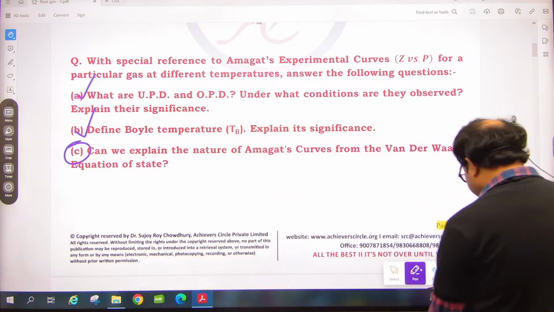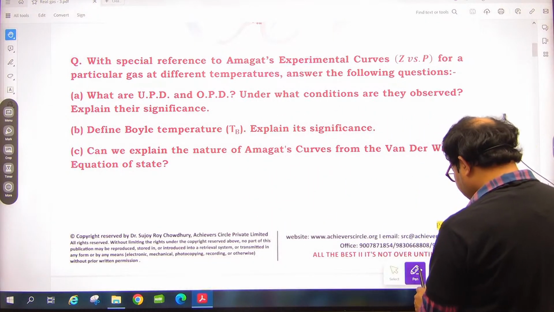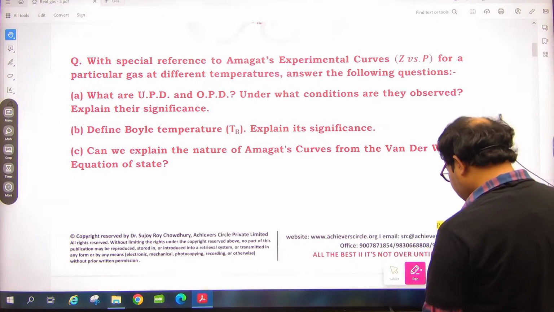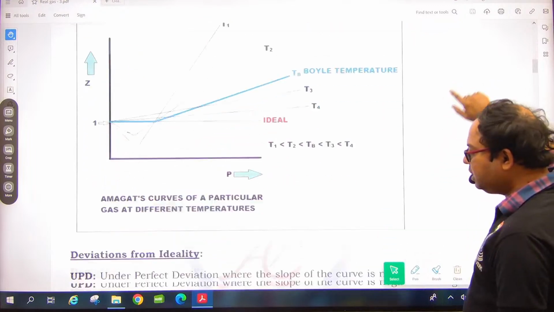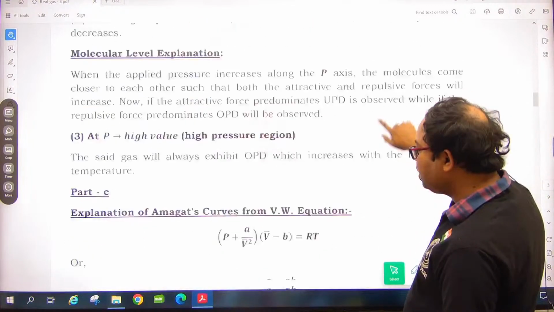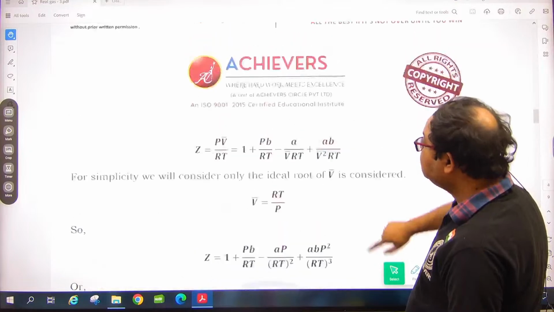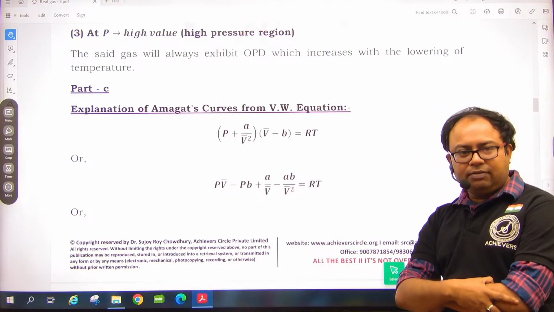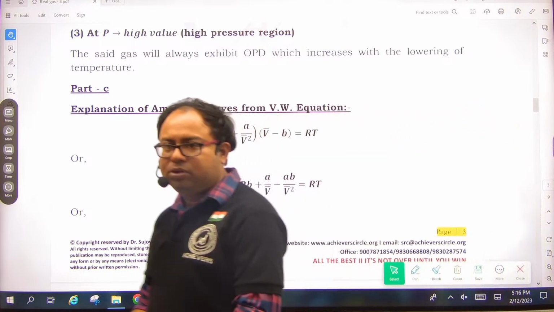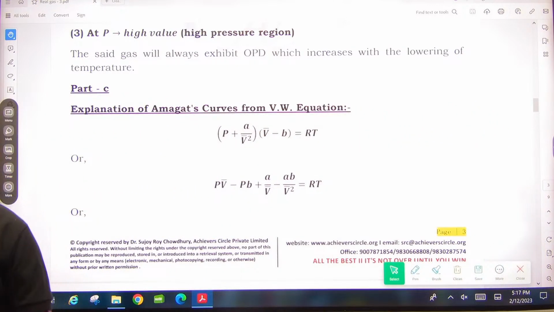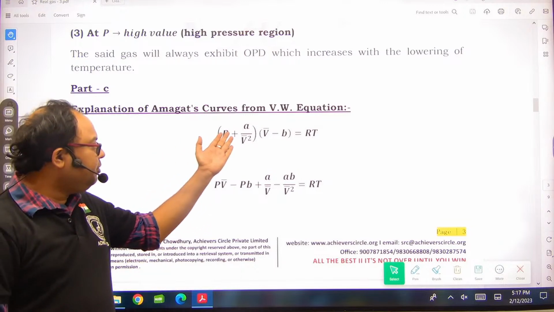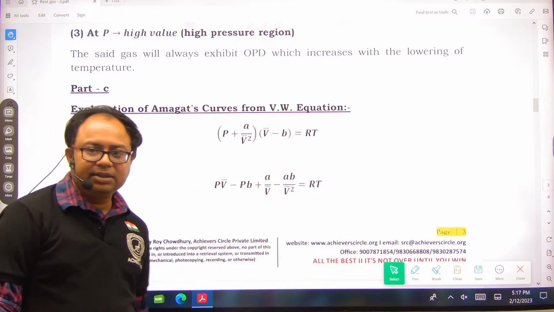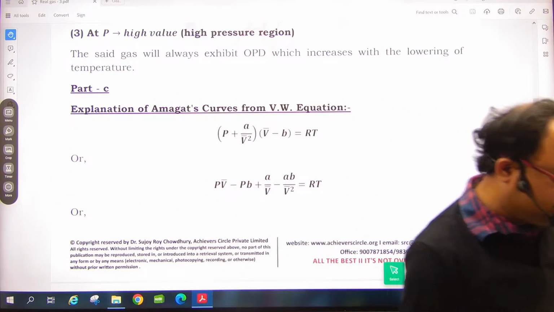Let's check whether we can do it or not. So this was our Van der Waals equation of state. We have already deduced the Van der Waals equation of state in our previous lecture. And we know that it is equal to P plus A by V bar square whole multiplied by V bar minus B is equal to RT. We have got this equation.